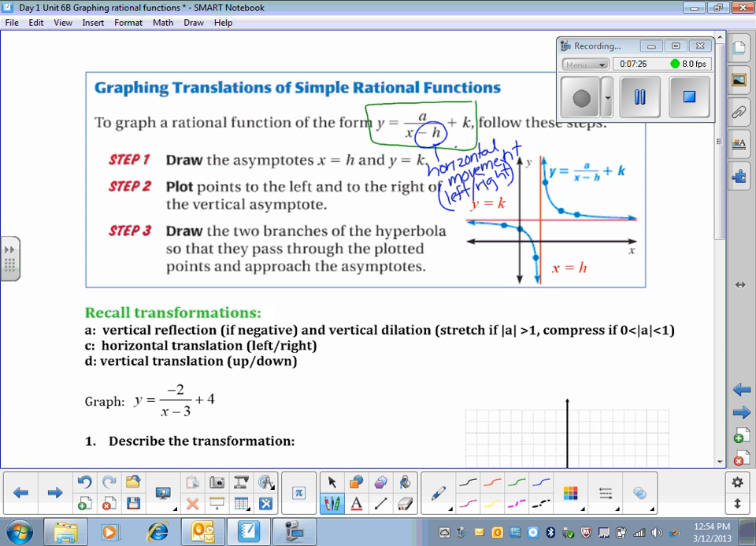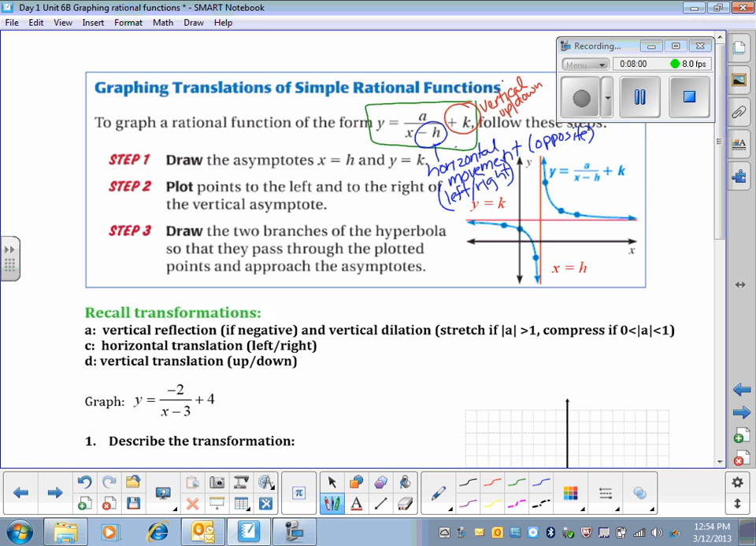And remember with this, it's always the opposite. Okay? What does the K tell us? The K tells us the vertical movement. Good. And when I say vertical, I mean up and down. If it's positive, you're going to move up. If it's negative, you're going to move down.